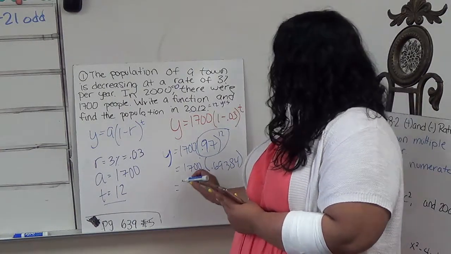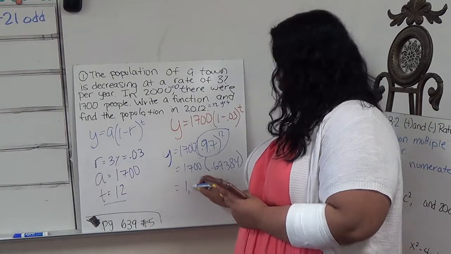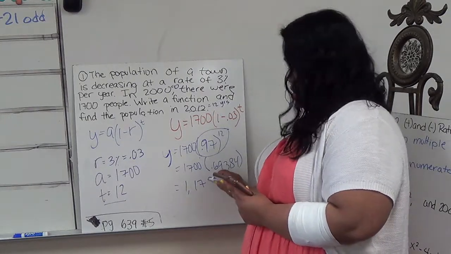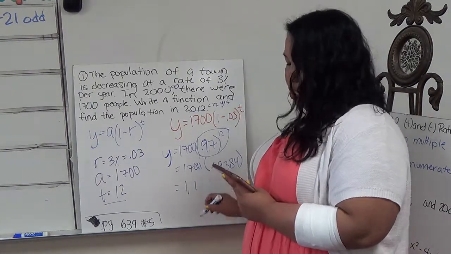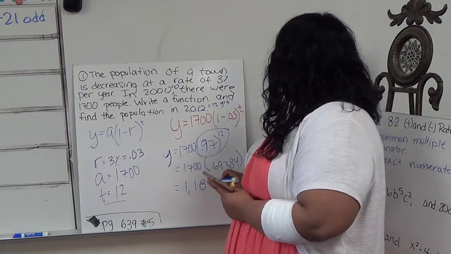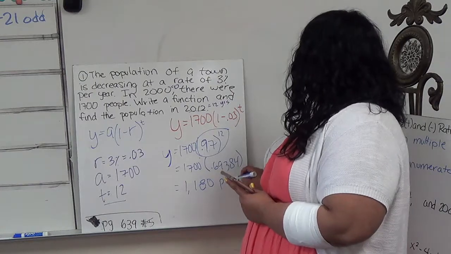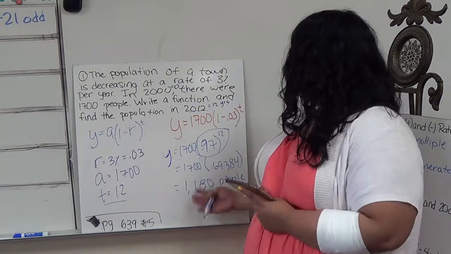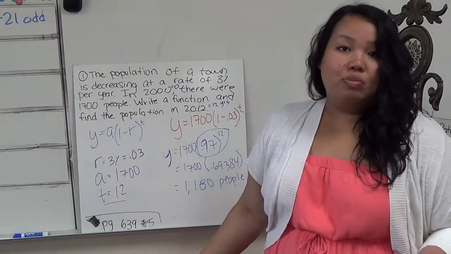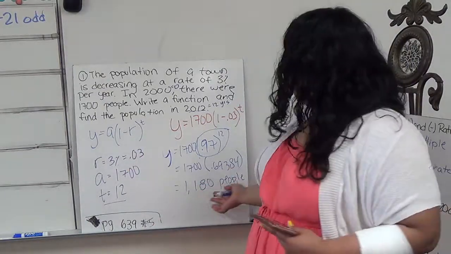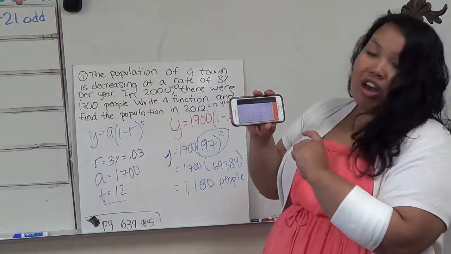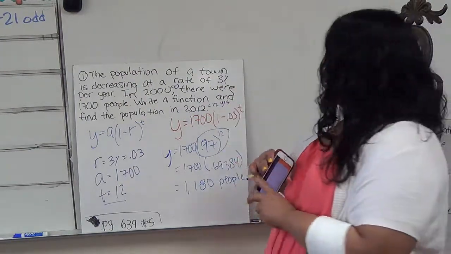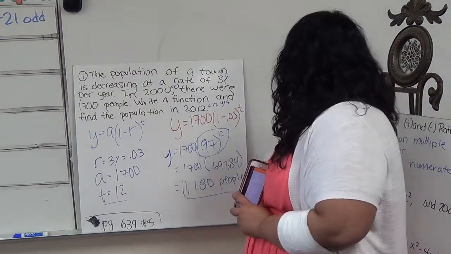That comes out to 1,179.53. This is rounded, because I can't have point something of people. Now if this was pounds, I could have point something pounds, but it would be kind of mean to ask for that. I can't have 0.5 of a person, so I have to round up.